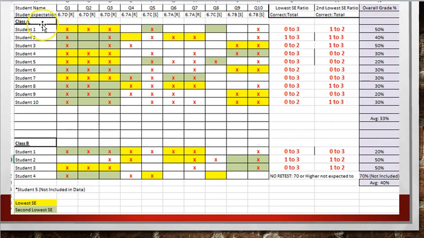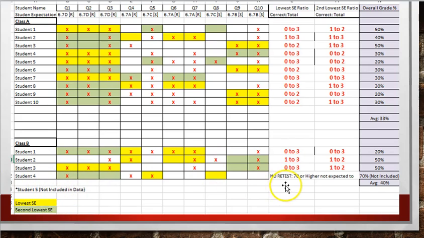Class 1, or Class A as we will be calling them, has 10 students in it. Class B has a total of 5 students, but only 4 of their data will show up in this particular section. Student number 5 was absent one day and never came in to retake her test, so her data will not be shown.